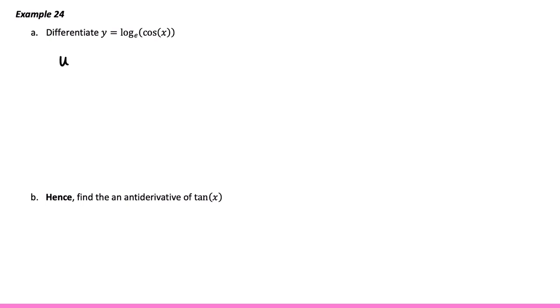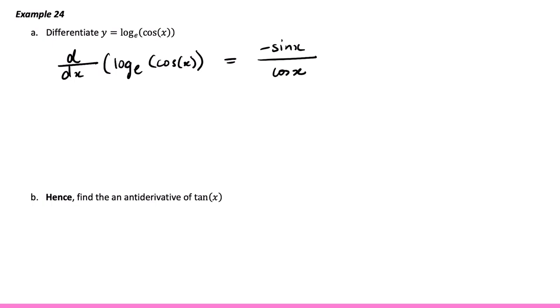So differentiate it. Actually, it's not product, it's the chain rule. So we want the derivative of the inside over the function of the inside. I always like to write d by dx of log e cos x is equal to, so we want the derivative of the inside, the derivative of cos is negative sine, over the function of the inside. So that's cos x. Sorry, I know I kept saying chain rule. It is the chain rule, but it's actually just the log function chain rule.